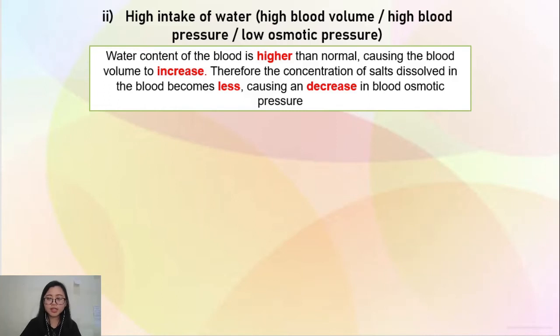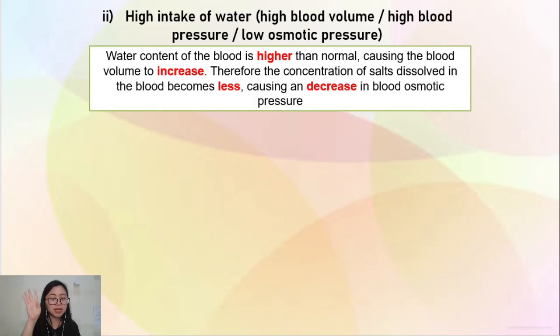Okay, so let's look at the situation where you have high intake of water. Ya, contoh dalam contoh ni kita minum banyak air, minum more than usual. So what happens when you have high intake of water? The water content of your blood will be higher than normal, causing the blood volume to increase. Therefore, the concentration of salts dissolved in the blood become less, causing a decrease in blood osmotic pressure.